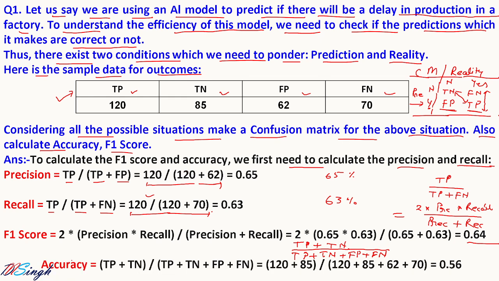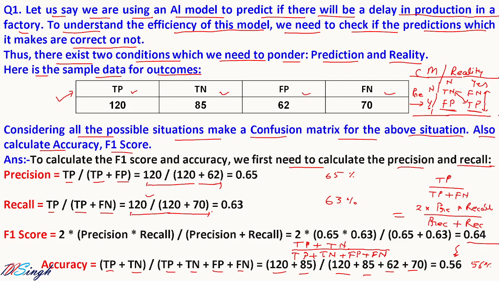Let us see the answer here. So here you have TP plus TN upon TP plus TN plus FP plus FN. Now substitute the values from the given table in the question itself: 120 plus 85 upon 120 plus 85 plus 62 plus 70. So the final answer you will get is 0.56. Again, it is not in percentage. If you want to convert it to percentage, just multiply with 100 and you will get 56%. So this is the answer to the first question.